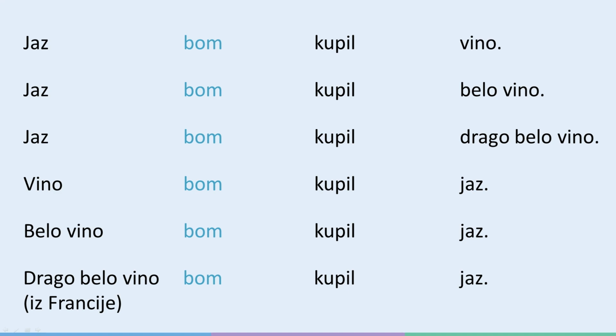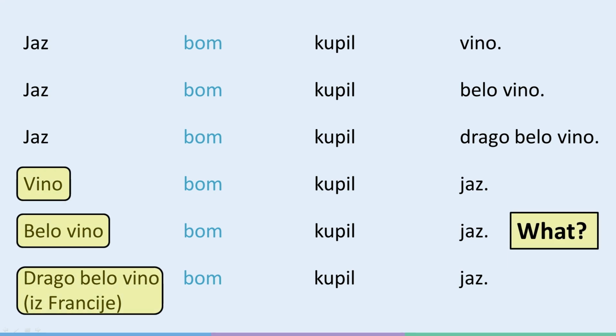Now, how can you check whether a bunch of words is one unit or not? One unit has to answer to one question. The question here is what? What will I buy? I will buy wine, white wine, expensive white wine, and so on. One question equals one unit equals one place. Okay, so that's clear now. One place can be many words. So, going back to the slide where we left off.